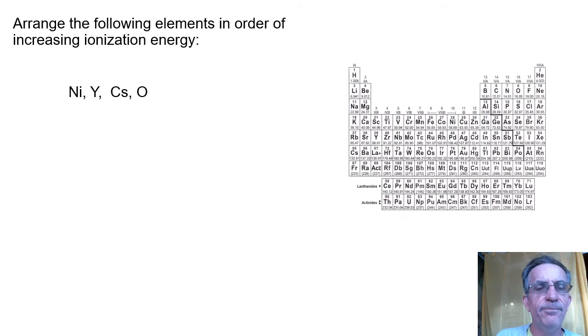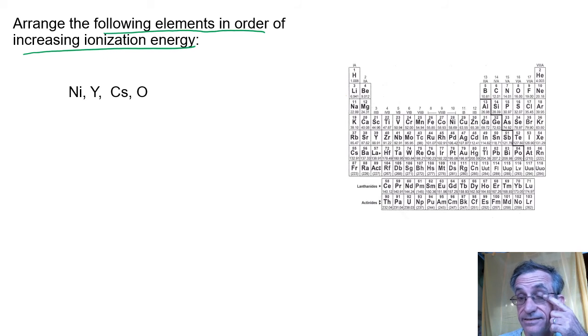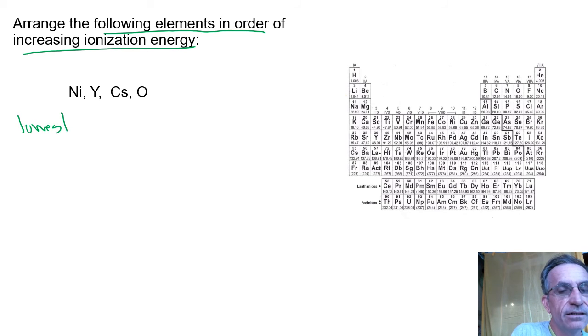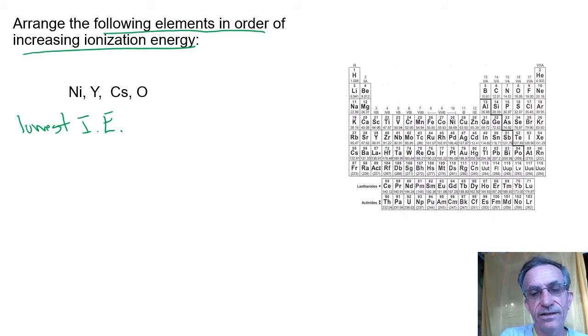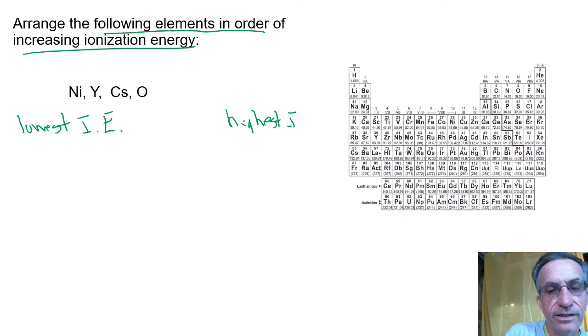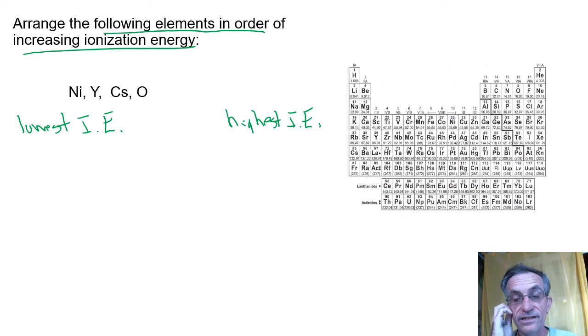All right, so another pattern we've talked about is ionization energy. What is ionization energy? How hard, again, is it to remove an electron from an atom? There's a pattern for that. In this question, it says arrange these elements in order of increasing ionization energy. So I want you to give me the lowest ionization energy. Who's the easiest to take an electron from? That'll be on the left, and then you'll list them. The last one on your list will be the highest ionization energy, the one that is the hardest to remove an electron from.